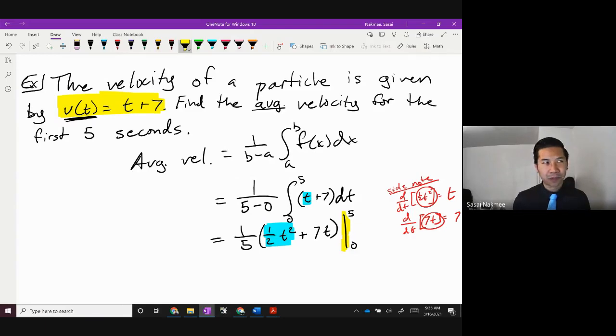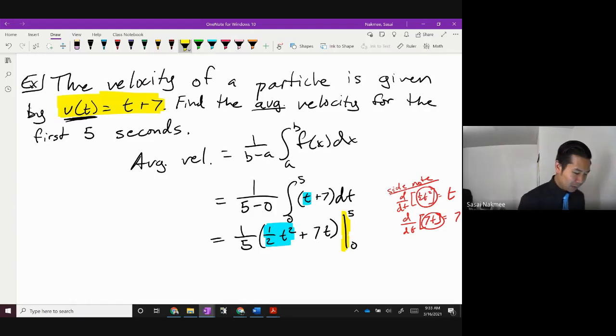There's no real name for it. I've asked other people, and a couple of the teachers call it the evaluation line. It's what you're evaluating your function from and to. I don't think they have a specific name for it. But that's all that line is, by the way. It's just telling you, hey, evaluate this function at 5 and then subtract this function evaluated at 0.